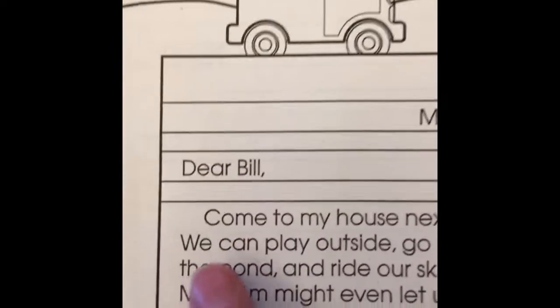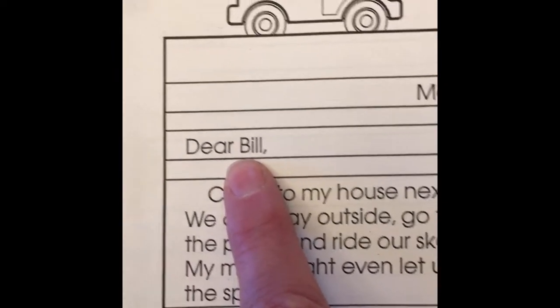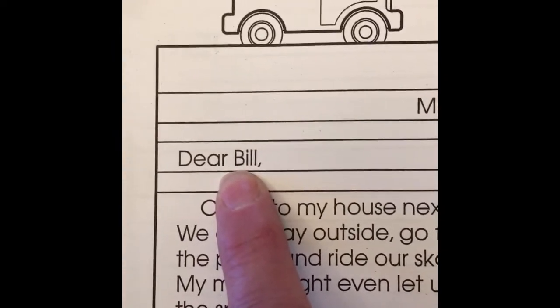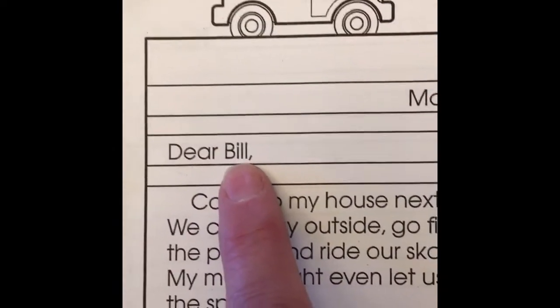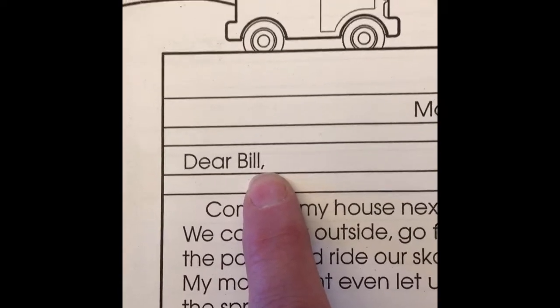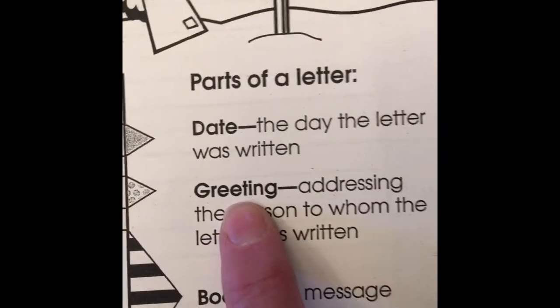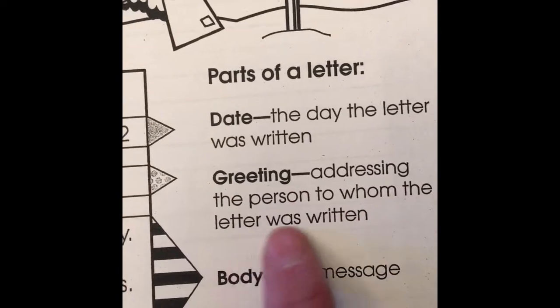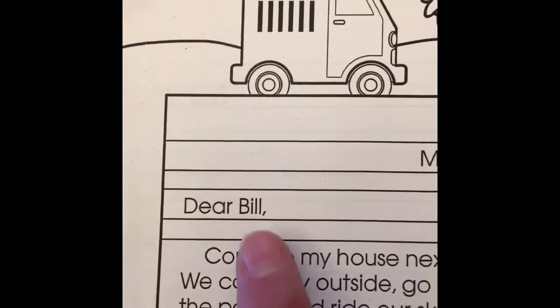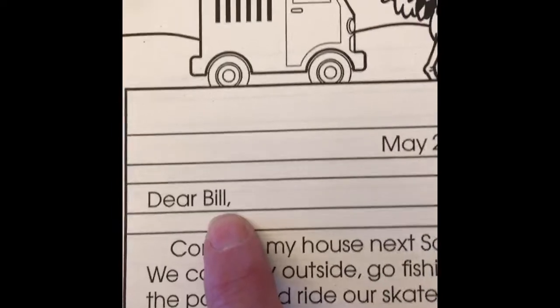The next part I see is it tells a greeting. Who are we making our letter to? It says, Dear Bill, and it has a comma. We call that the greeting. It's addressing the person to whom the letter was written, and it was written to Bill.